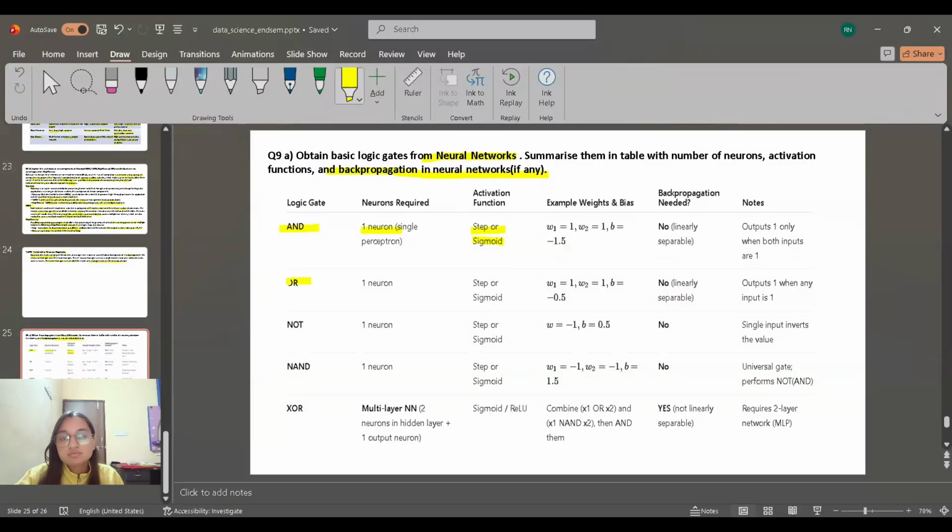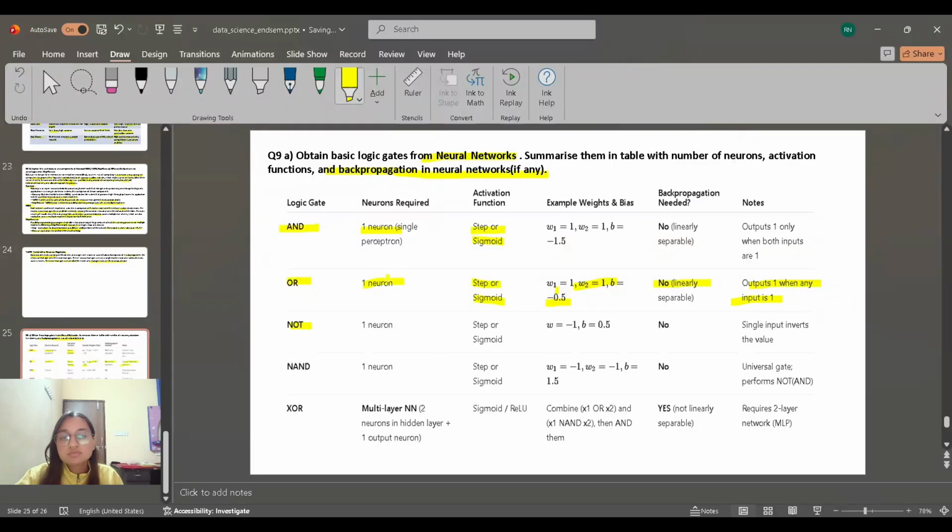OR gate. Neuron required is one neuron. Activation function step or sigmoid. W1 equals 1, W2 equals 1, then B equals minus 0.1. Backpropagation needed? No backpropagation needed for OR gate. Output is 1 when any input is 1.